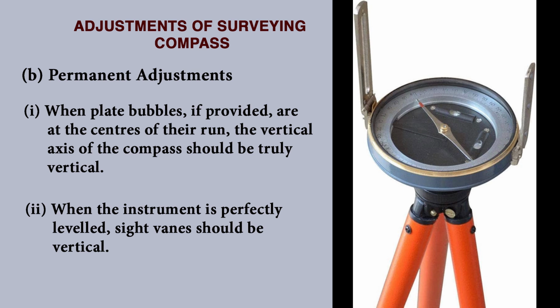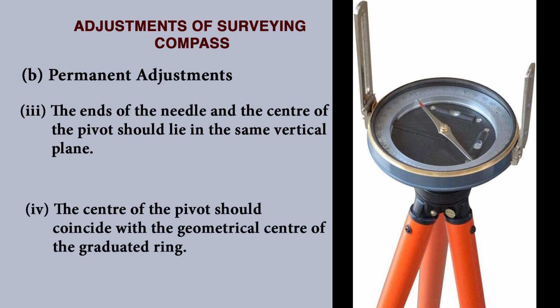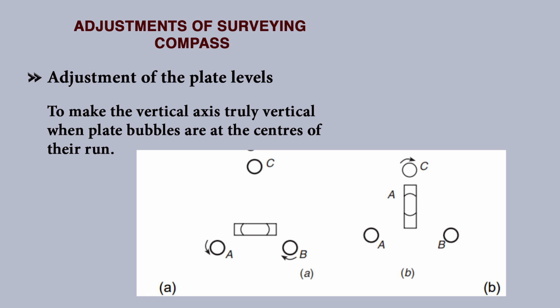Secondly, when the instrument is perfectly leveled, sight vanes should be vertical. Thirdly, the ends of the needle and the center pivot should lie in the same vertical plane. Next and last, the center of the pivot should coincide with the geometrical center of the graduated ring. So, firstly we will discuss how we can adjust the plate levels.